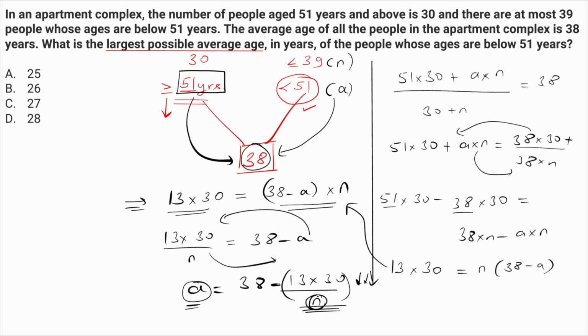And as per the question, the second group has n number of people, we have assumed. N is a number which has to be as high as possible in this case. The question says there are at most 39 people in this group. So n can be at max 39. We put n as 39 in this particular equation and we observe the value of a. That will be our answer. So we will observe that a will be equal to, 13 ones are 13 and 13 threes are 39, cancelled. 3 ones are 3 and 3 tens are 30, so 38 minus 10 or 28. That is very clearly our D option.